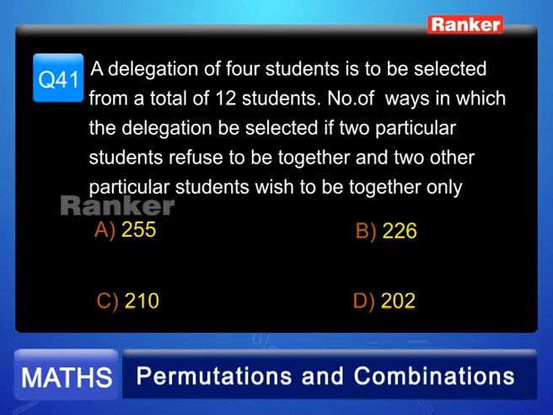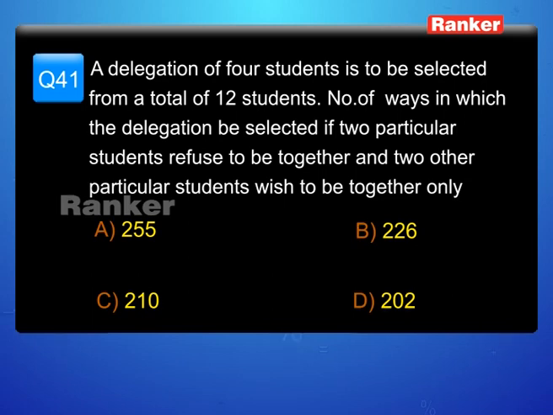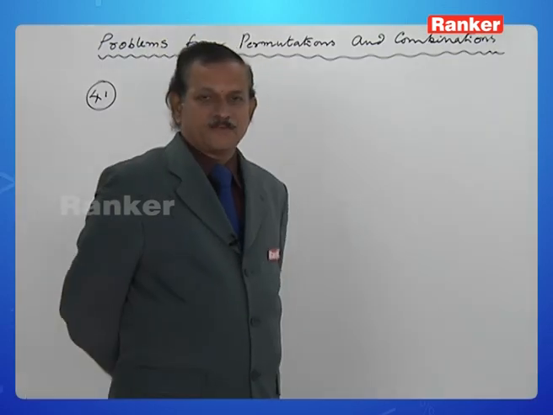That is question number 41. A delegation of 4 students is to be selected from a total of 12 students. Number of ways in which the delegation can be selected if 2 particular students refuse to be together and 2 other particular students wish to be together. It's a beautiful question.